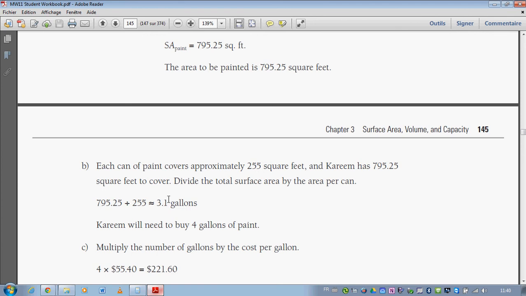And if you're buying this by the gallon, then you can't really buy 0.1 of a gallon. You see how the answer is 3.1? You can't buy 0.1 of a gallon, so that would force you to buy 4 gallons of paint. So make sure that you're not just rounding. You're not rounding 3.1 down to 3, because if you were to round 3.1 down to 3, then this Kareem fellow would just not have enough gallons of paint.